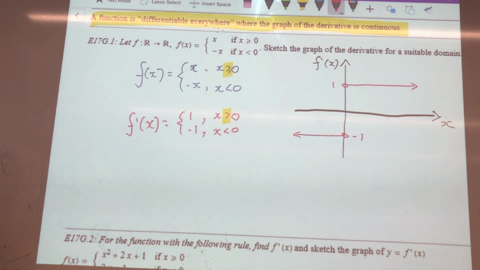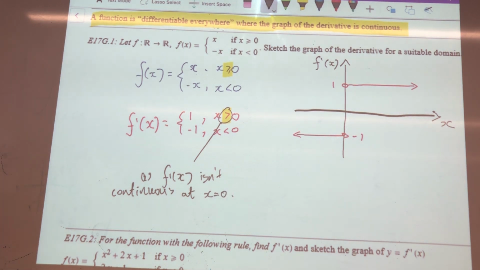So let me just put that there. As f dash of x isn't continuous at x equals 0.